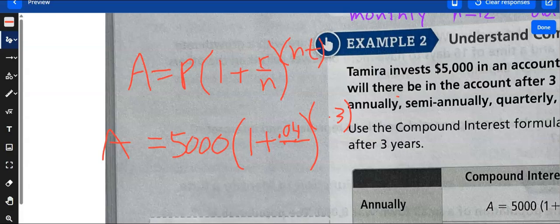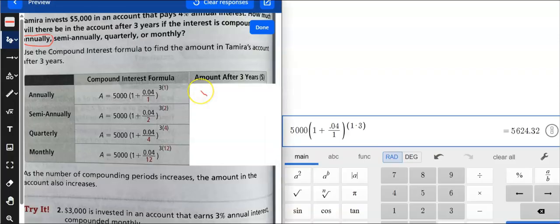So, what does the word annual mean? How many times a year? Once. So, you're starting off by plugging in a 1. Take your calculator or your Desmos Scientific and figure out what that number is. Go. 5,624.32.